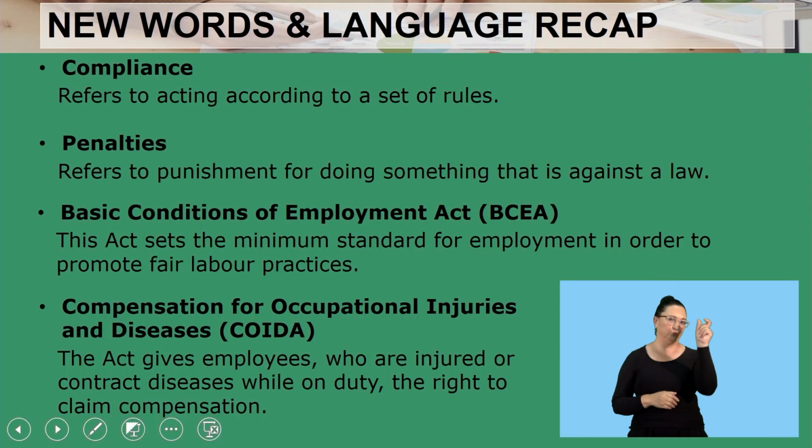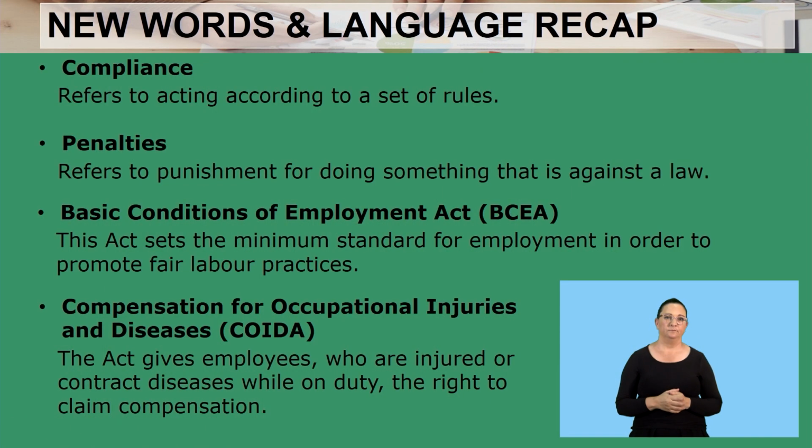So what else did we look into? We looked at the new words and language. These are the words that we've learned in this lesson. We spoke about compliances and we said it refers to acting according to the set of rules. We looked at penalties. We said if you do not want to be penalized, we need to comply. So what does penalties mean? It refers to punishment for doing something that is against the law. So if you do not comply, then there will be penalties, obviously.